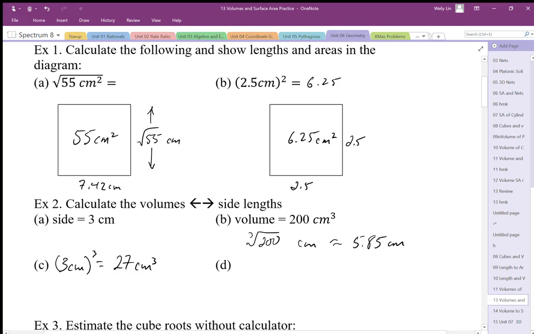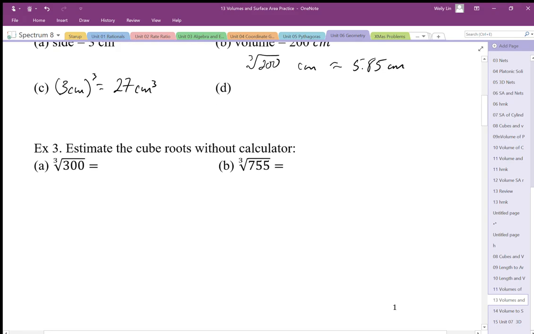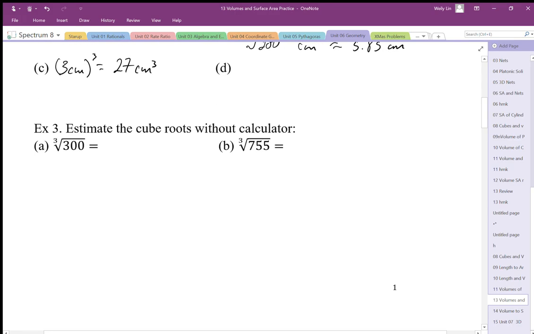We also want to be familiar with our cubes and cube roots without calculators, so we need to know the standards. If we want to know the cube root of 300, we have to be familiar with our perfect cubes. I'm just going to draw a number line here. So if we talk about 1, 2, 3, 4, 5, 6, and I'm just going to go up to 7.